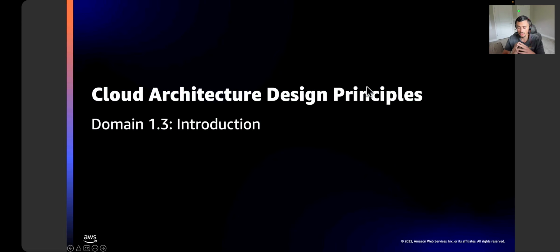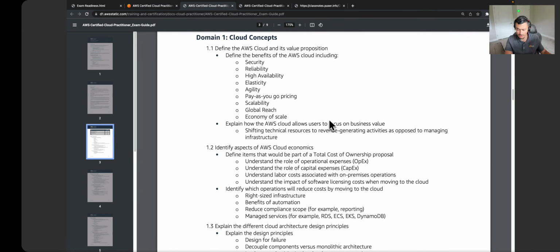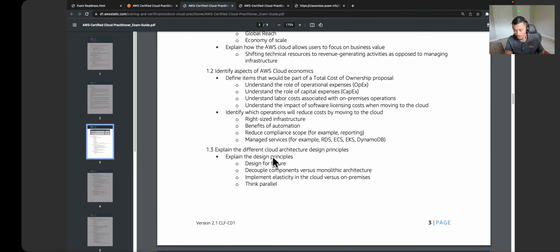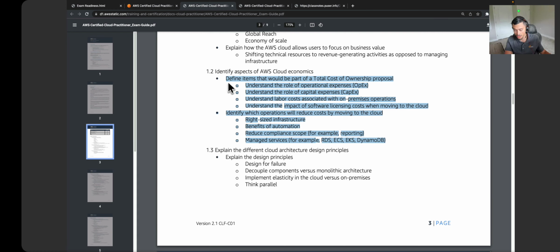Good job. Right. So I'm going to be jumping back and forth into this, but make sure that for domain 1.2, you are able to clearly understand and explain the concepts that are listed out here, right?